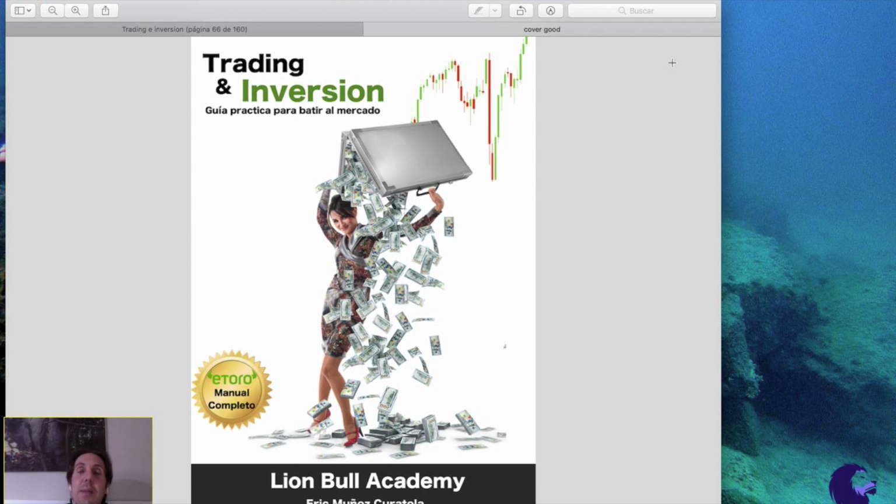Today we're going to explain a little bit what support and resistance are, and make one strategy with that information. How to make support and resistance, what they are, and how to create one strategy using support and resistance.